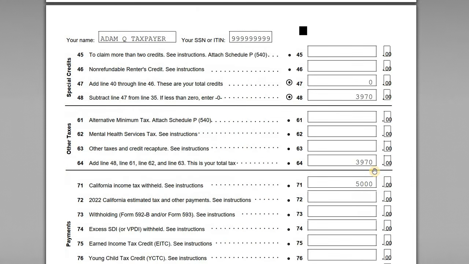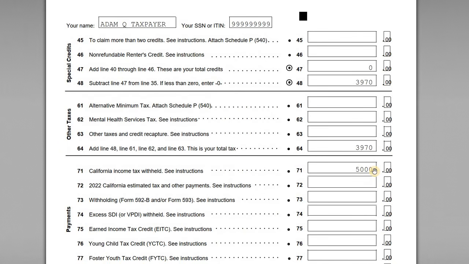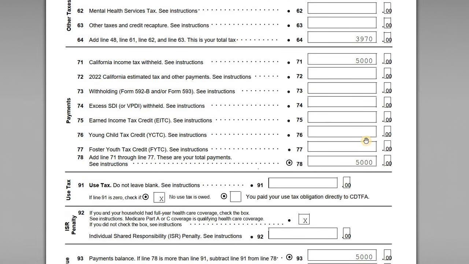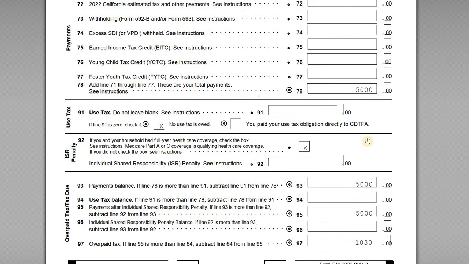Now, the credits and other types of adjustments, Adam in this case doesn't have any, right? So his next page is pretty straightforward, right? He doesn't have any non-refundable renters credits or other credits, other kind of services tax, AMT. He just has his California income taxes withheld. That's coming from his W-2, $5,000. And so when we get down to the next section for use taxes and then the either overpaid or underpaid tax due, doesn't owe any use tax for this year.